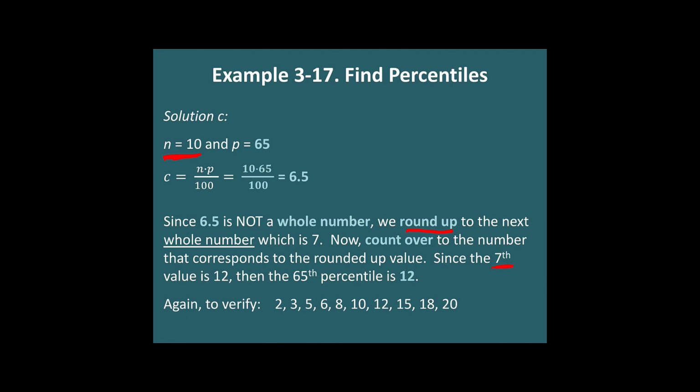Again, to verify, 6.5 means we round up to the 7th place. 1, 2, 3, 4, 5, 6, 7, which is why, once again, 12 is the 65th percentile.